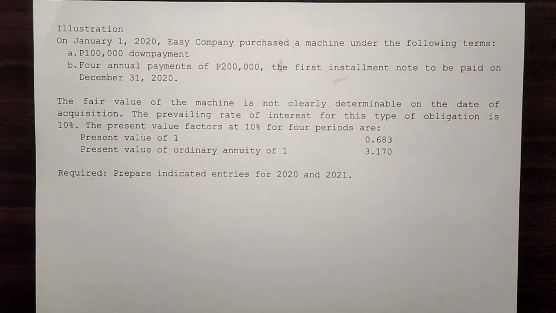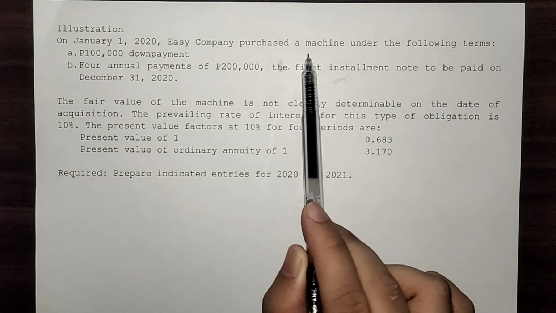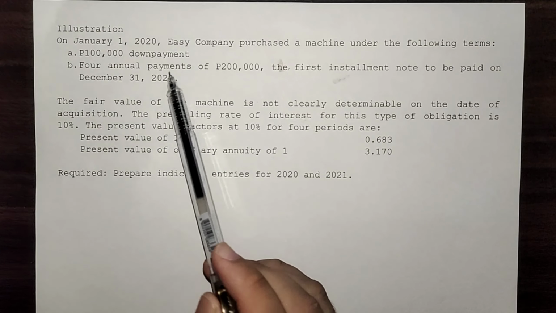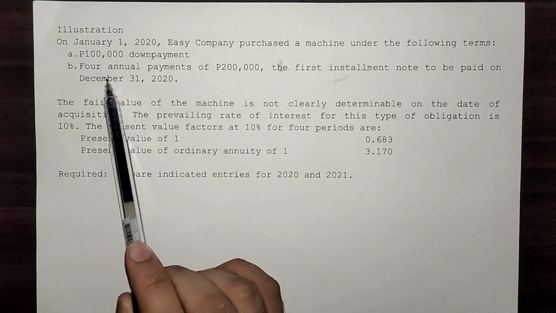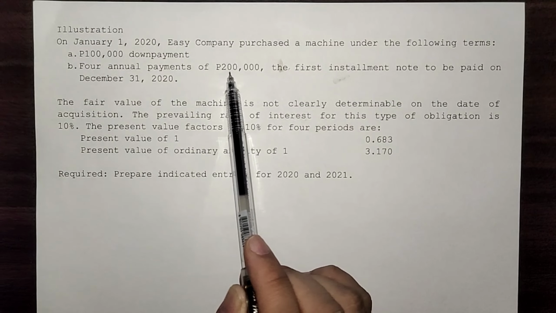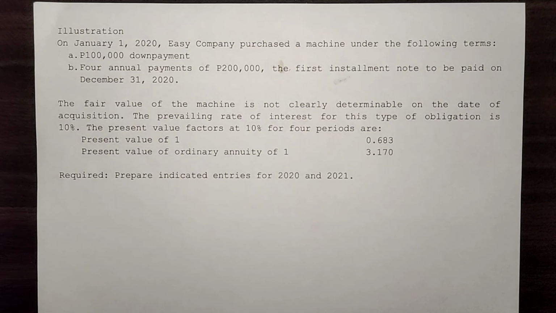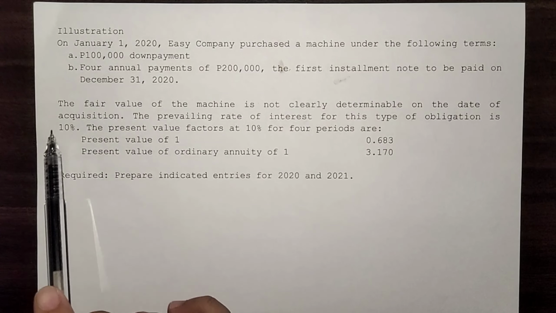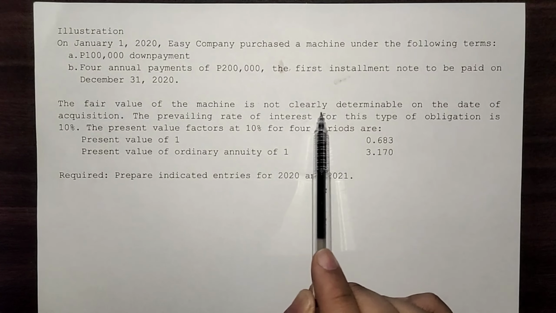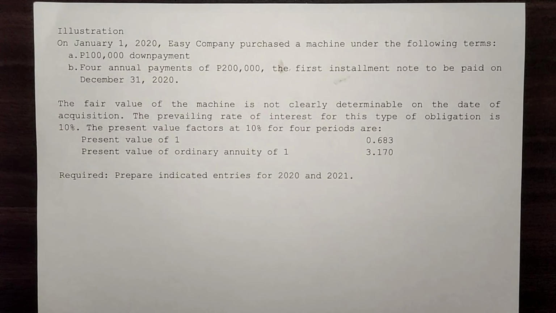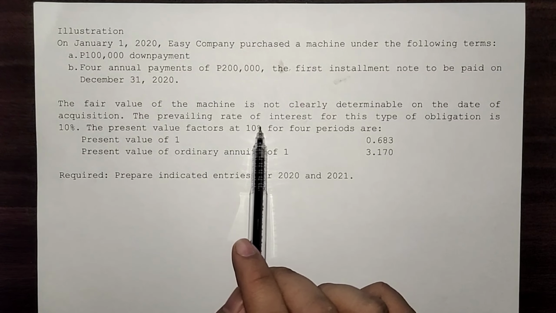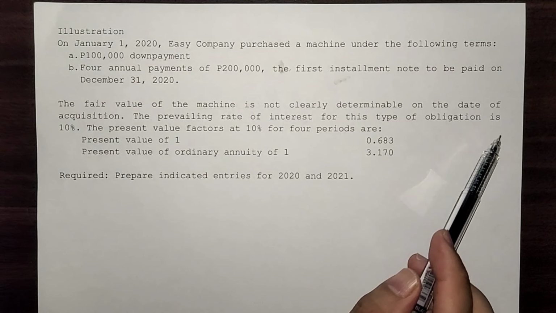On January 1, 2020, EC Company purchased a machine under the following terms. Nag-down siya ng 100,000 and yung balance in 4 annual installments of 200,000 pesos. The first installment note to be paid on December 31, 2020. The fair value of the machine is not clearly determinable on the date of acquisition. So, hindi available class ang fair value and hindi rin sinabi sa problem yung cash selling price ng machine. The prevailing rate of interest for this type of obligation is 10%.